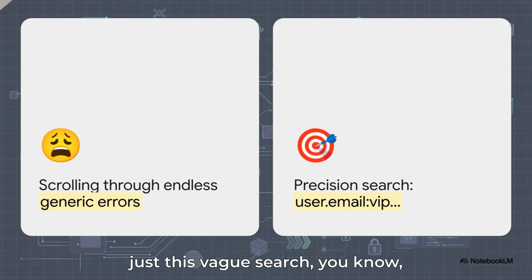Now, this totally changes how you investigate. The old way was just this vague search, scrolling through endless generic errors, hoping to spot some sort of pattern. But the forensic way, that's a precision search. By typing user.email:vipcustomer@example.com into the Sentry search bar, engineers can instantly isolate the exact session and events experienced by that specific reporting user. It's a total game changer.